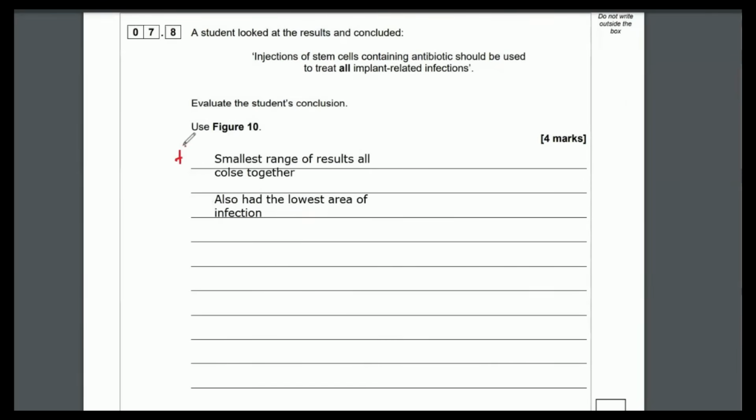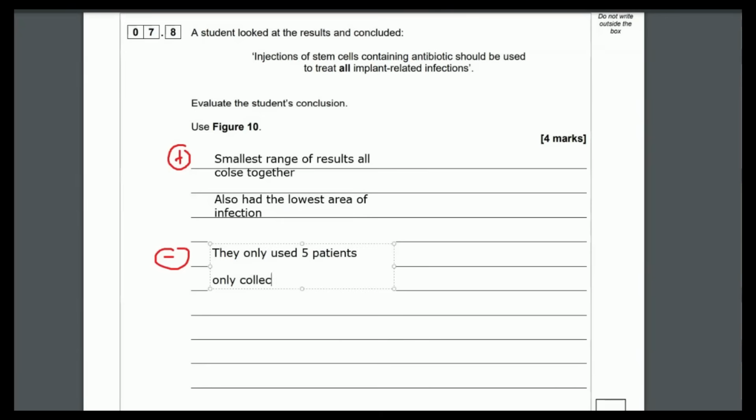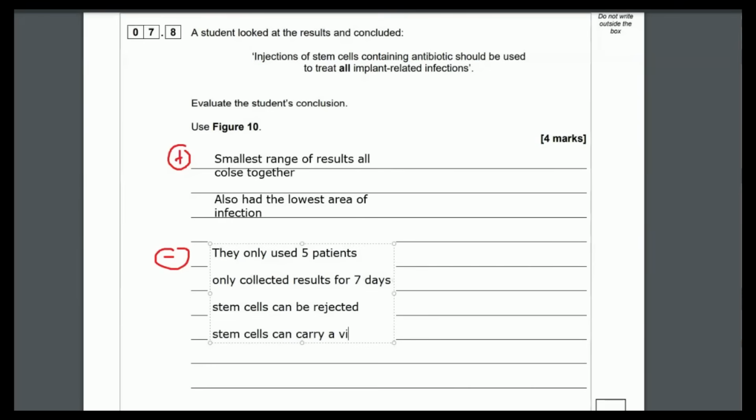But now we need to come up with at least two negatives, and there's a lot of negative things. How many people did they test this on? They only used 5 patients. You need to use this on a lot more patients, maybe 100 or 50 patients. And they only did this over 7 days. If you read the stem of the question, they only did this over 7 days. That's bad. They also say this is for all infections, but they only studied one antibiotic. They only studied one bacteria. So how can they say that this applies to all different infections caused by other bacteria?